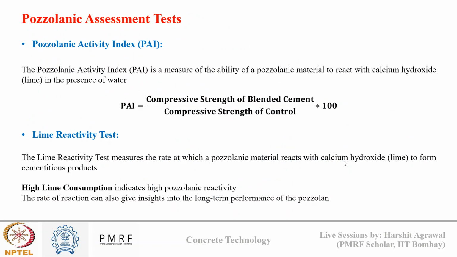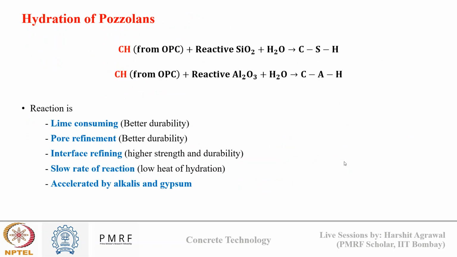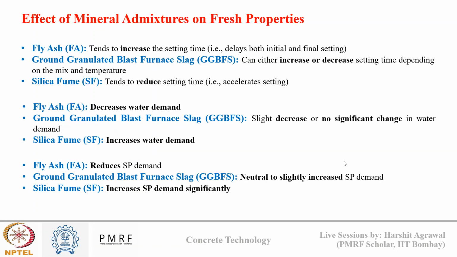We saw different testing methods to evaluate reactivity of a mineral admixture, which were pozzolanic activity index testing and lime reactivity testing. We talked about hydration of pozzolana and the pozzolanic reaction, and how this reaction contributes to the betterment of concrete by consuming lime, by refining pores and interface, by slowing down the rate of reaction and lowering the heat of reaction, in parallel to promoting sustainability, and how this pozzolanic reaction can be accelerated by alkalis and gypsum.